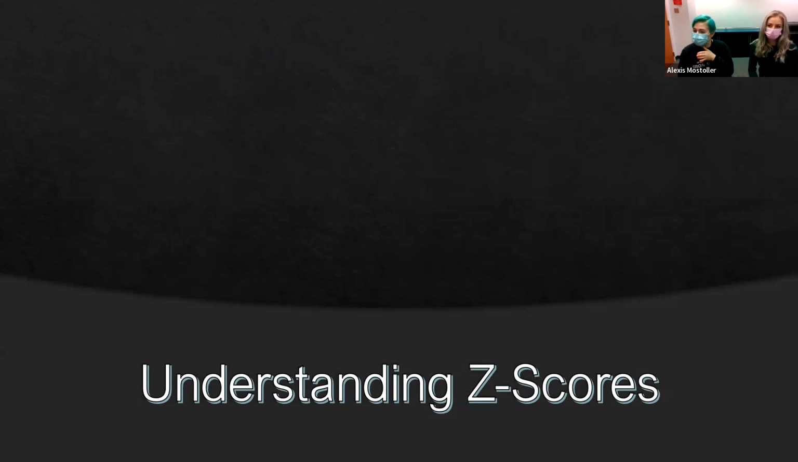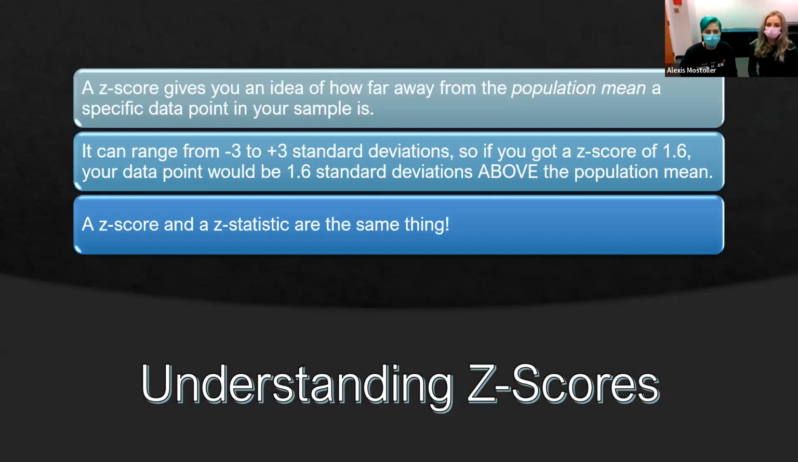Then we're going to progress a little bit further. So I hope you've been keeping up with what we've got so far. And we're going to start into Z-scores. And this is something that we in the SAM lab get a lot of questions about. So just to give a basic definition, a Z-score gives you an idea of how far away from the population mean a specific data point on your sample is.